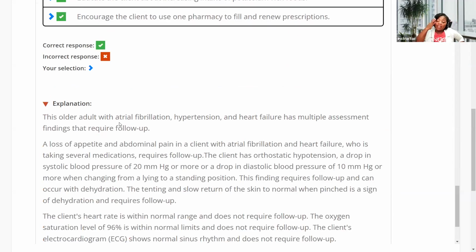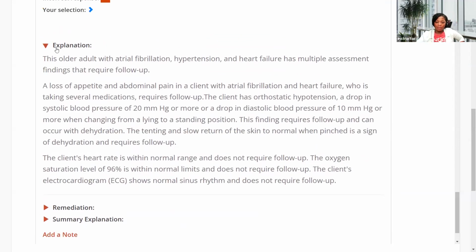Overall, we did good. I think that we can just take a few more things from this. I'm trying to see why they didn't want us to give that potassium. The class is normal and does not require follow up. The saturation, all that's great. Bodies require follow up. So that's in the very beginning.